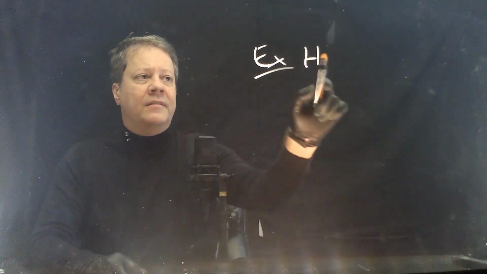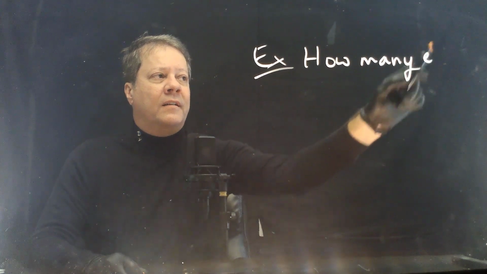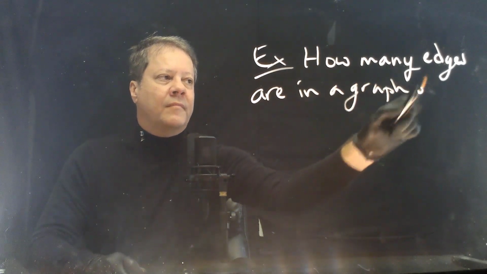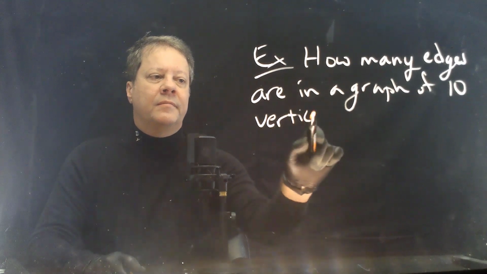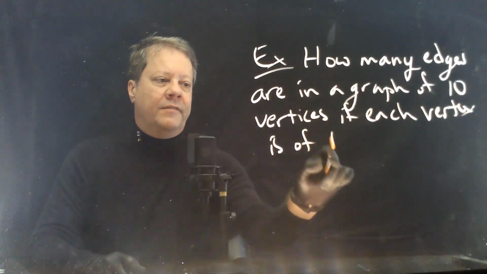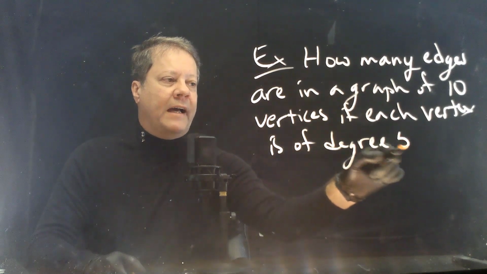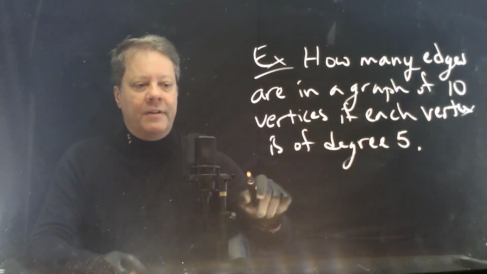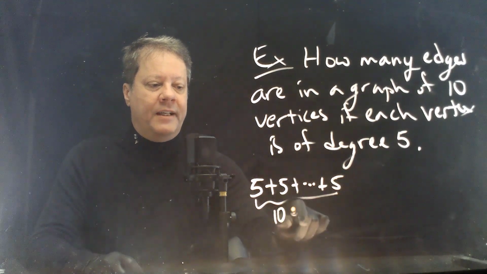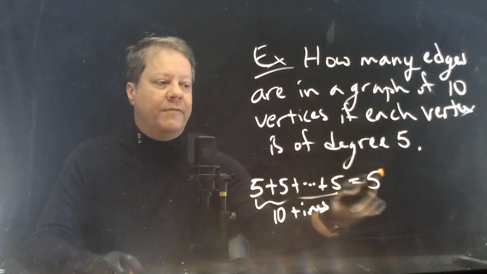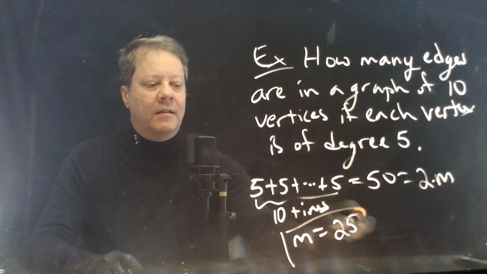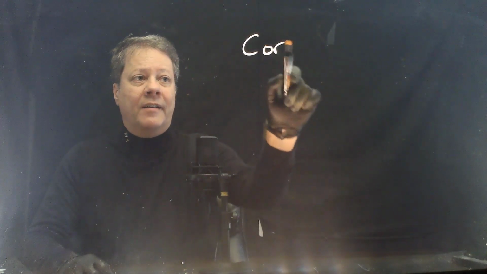As a simple application, let's ask the question, how many edges are in a graph of 10 vertices if each vertex is of degree, let's say 5. Well, each of these 10 vertices has a degree of 5, so if you add up the degrees, you're going to have 10 times 5, that's going to be 50, which is supposed to be twice the number of edges. So m would have to be 25.